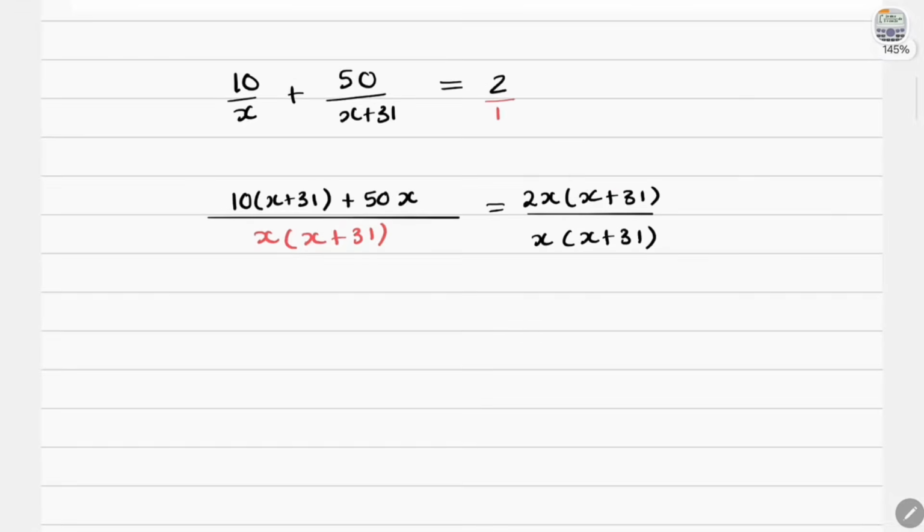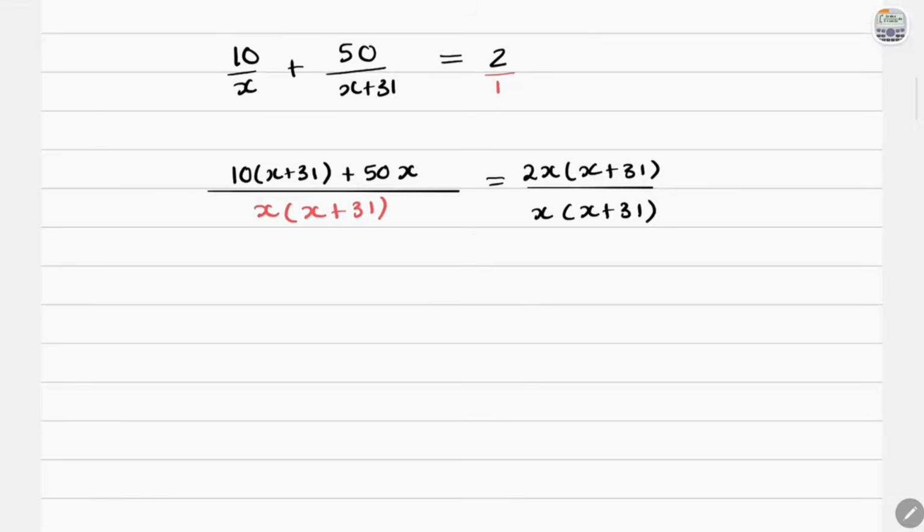And now that the denominators are the same, you can actually get rid of them. You can drop them. This is exactly the same thing as multiplying both hand sides by this common denominator. So because it's in the denominator, if you say times x plus 31, it will cancel with that. Likewise on this side, it will also cancel with that. So that's what we're doing here.